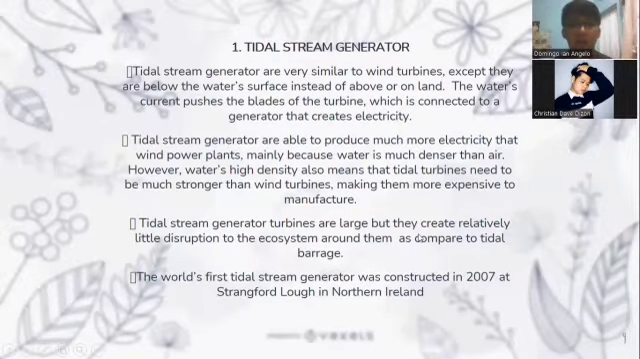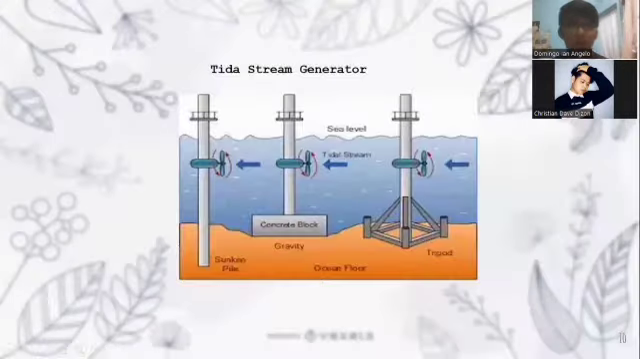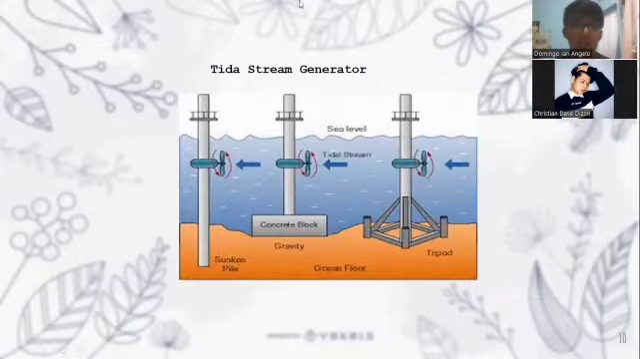Next, tidal stream generator turbines are large, but they create relatively little disturbance to the ecosystem around them as compared to tidal barrage. The world's first tidal stream generator was constructed in 2007. So, take note of this, at Strangford Lough in Northern Ireland.